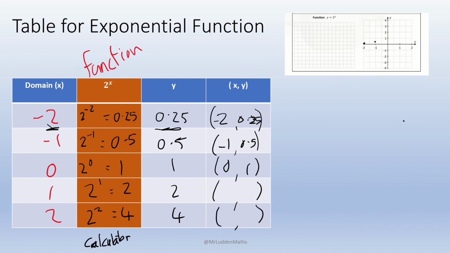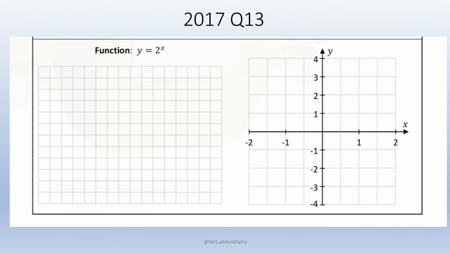0, 1 is going to be there. 1, 2 is going to be there. And 2, 4 is going to be there. So if I was to do that on my bigger graph here, just so we can have a proper look at what's going on, my points are going to be there. That was 0.25. This was 0.5. This was 0, 1. This was 1, 2, and this was 2, 4.